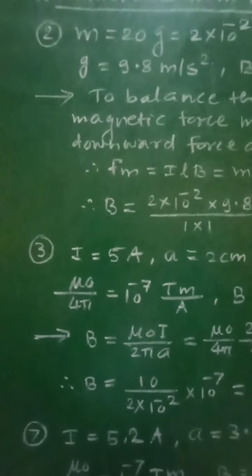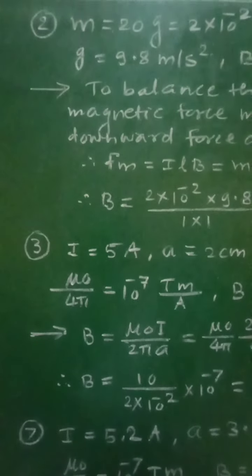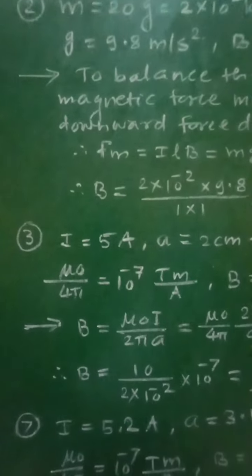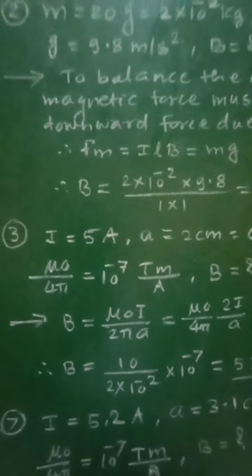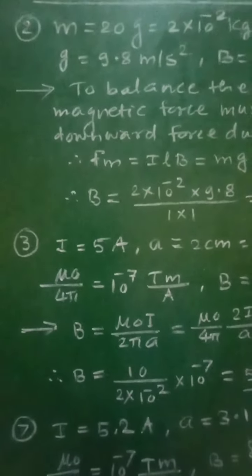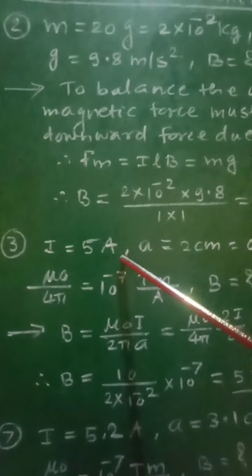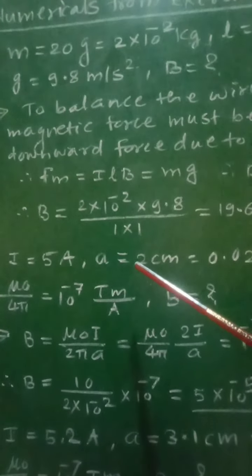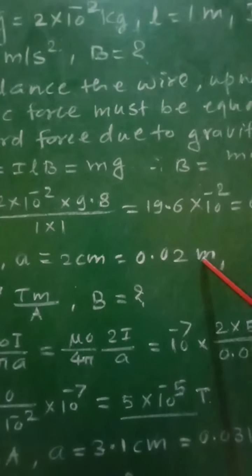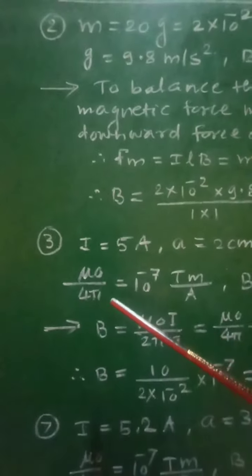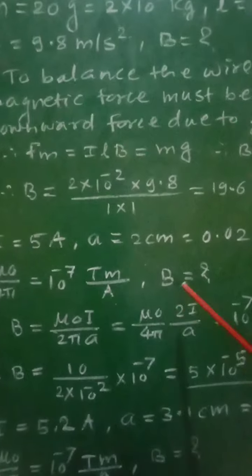calculate the value of magnetic field at a distance of 2 cm from a very long straight wire carrying a current of 5 ampere, given that mu0 equal to 4 pi into 10 raised to minus 7 Weber per ampere meter. And therefore for this numerical number 3, the given data is current I is equal to 5 ampere. Then distance of that point from that conducting wire A is equal to 2 cm, which will be equal to 0.02 meter. Then value of mu0 upon 4 pi will become 10 raised to minus 7 Tesla meter per ampere, and we have to find out B.